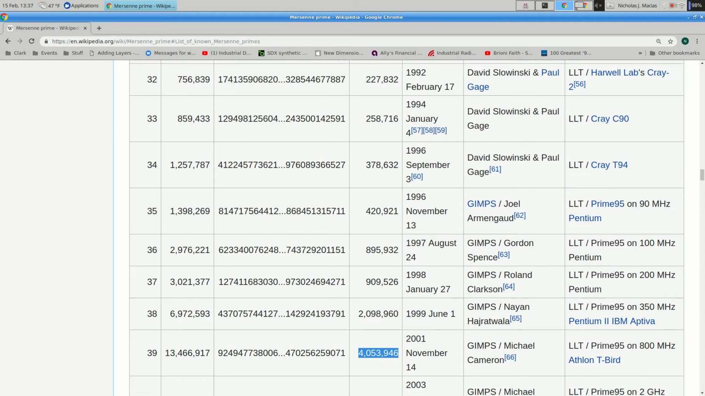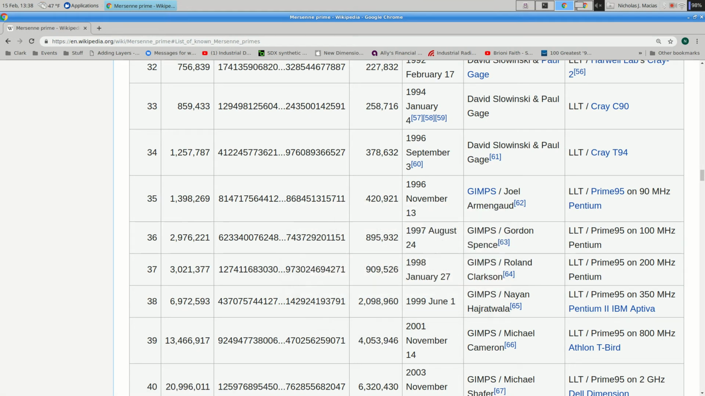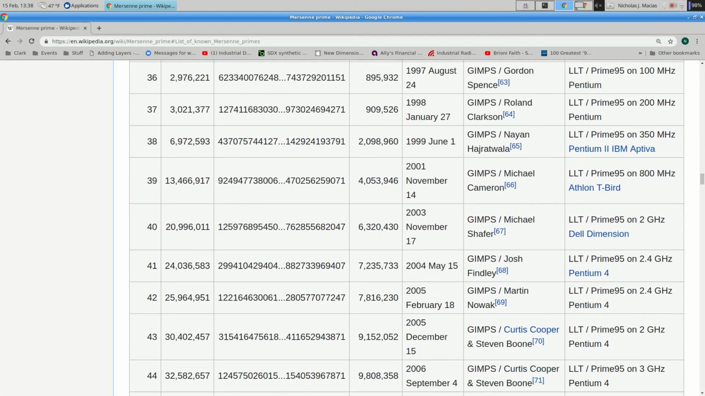And you start seeing GIMPS, the Great Internet Mersenne Prime Search, a play on GIMP hunting. This was a screensaver you can download for your PC, and when you're not using your PC, it tests for prime numbers. It talks to a server, gets the number it's working on, and runs this Lucas test to see if it's prime. If you find a prime number, your name eventually shows up on the Wikipedia page. These are mostly individuals. Someone's Pentium 2, someone's Athlon Thunderbird, a Dell Dimension. You can put those spare cycles to good use.